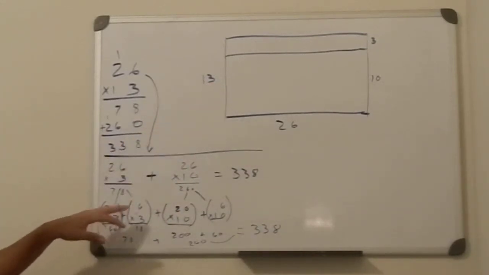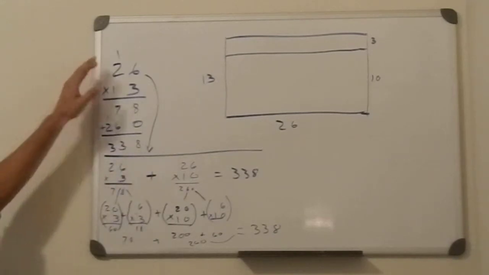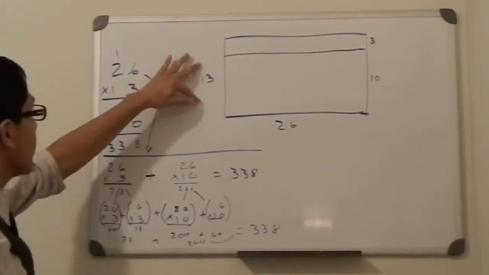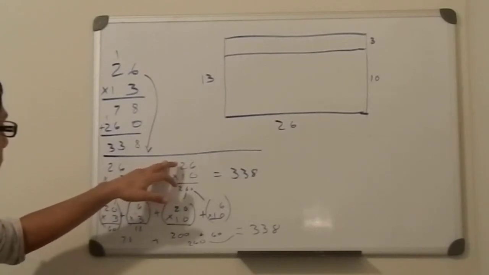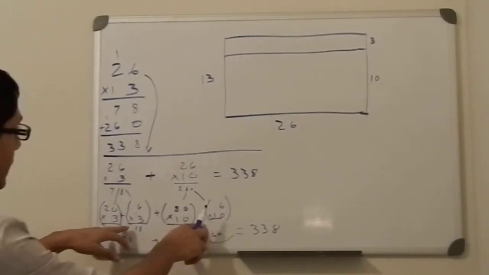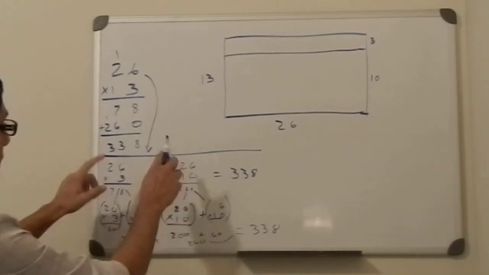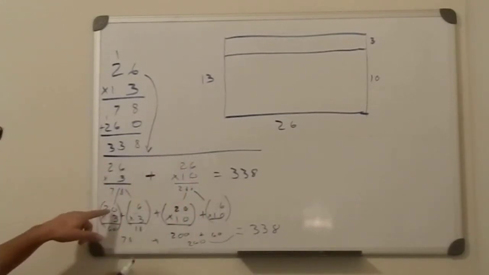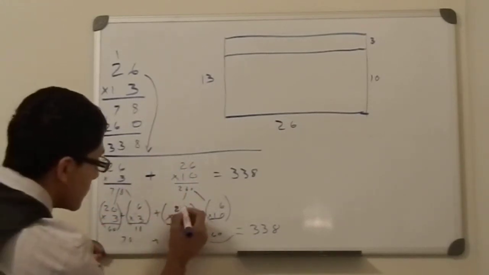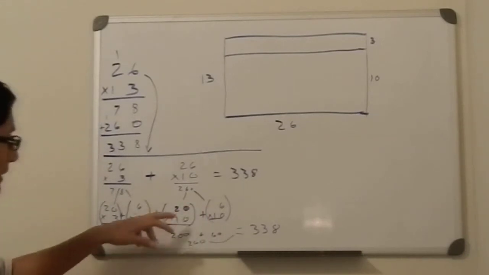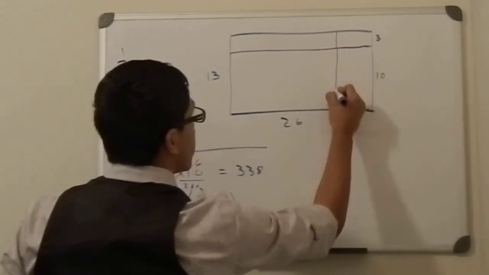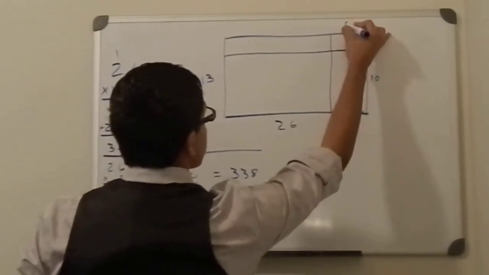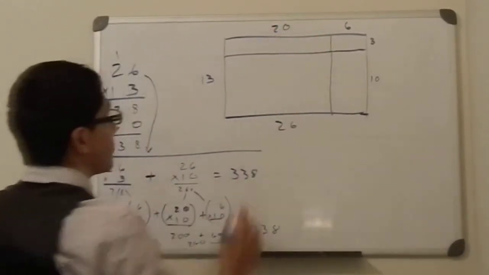Because the first time we broke it up, we broke up the 13 side, right? We broke this number up into 3 and 10. So now what we did, we still kept the 3 and 10, but we broke up the 26 into 20 and 6. This is a 20 right here, 20 and 6.